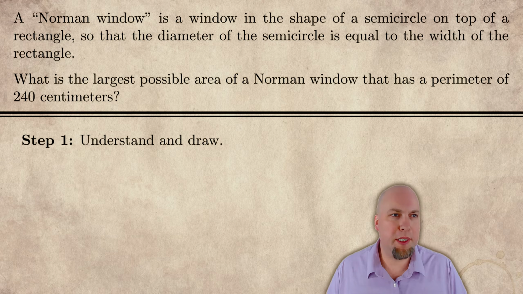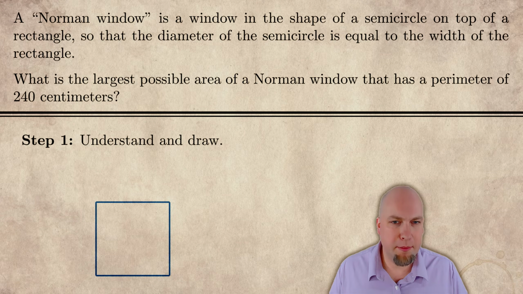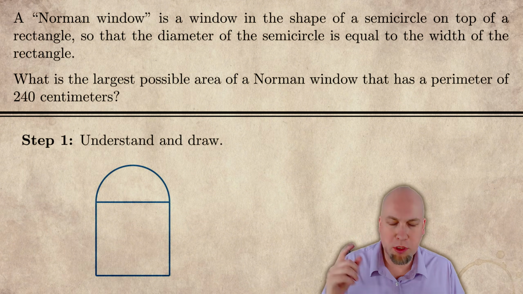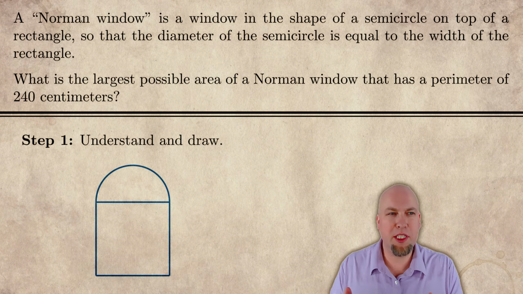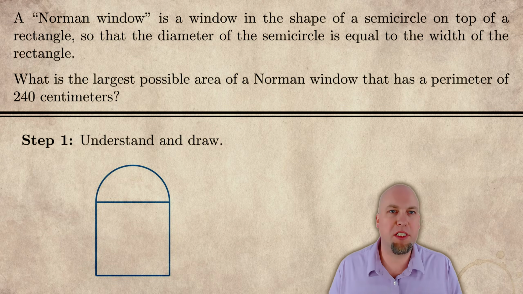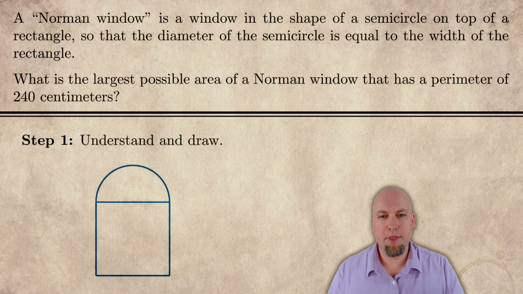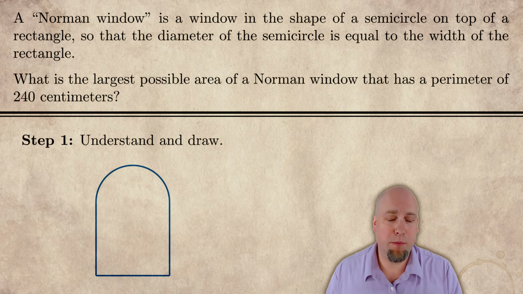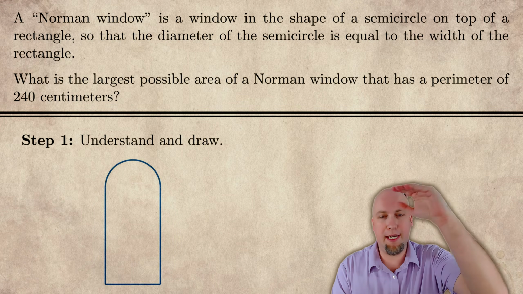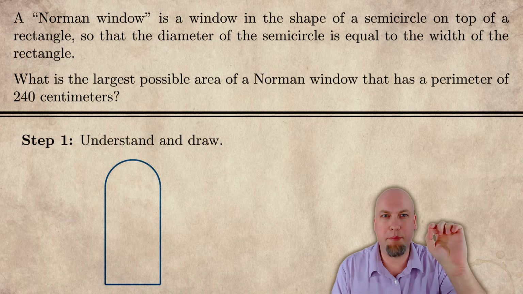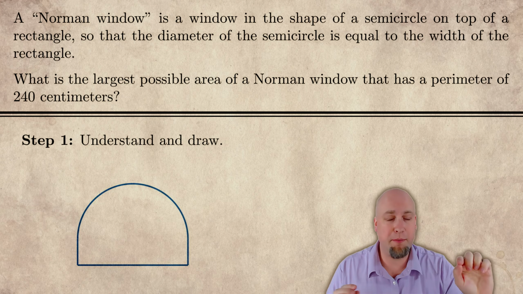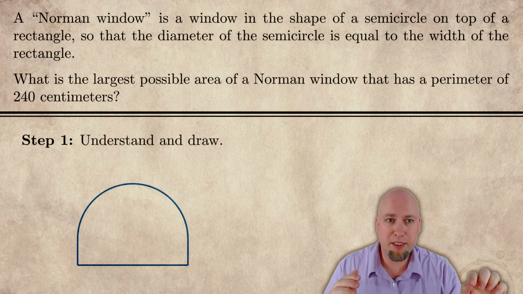Okay, so let's just start by drawing a rectangle and drawing a semicircle and plopping the semicircle on top of the rectangle. Now we're told in the question that the diameter of the semicircle is the same as the width of the rectangle, so we know they fit snugly together like this. Now, we don't know exactly what this Norman window looks like yet, right? Because we don't know if we want a very skinny and tall rectangle with a tiny little semicircle on top of it, or a very short and fat rectangle with a huge semicircle on top of it, or somewhere in the middle.